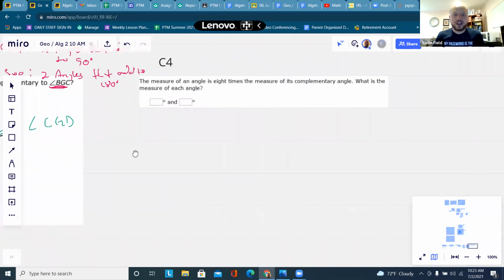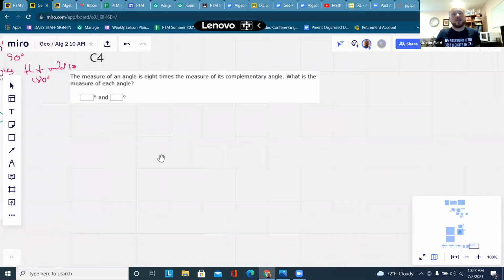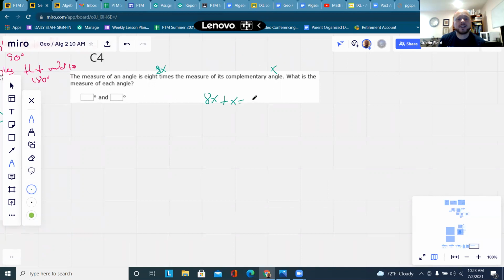Okay, last one. The measure of an angle is 8 times the measure of its complement. So 8x, its complement must be x. So 8x plus x equals 90 because complement means 90. So 9x equals 90, x equals 10. So one of the angles is 10, and then 8 times 10 is 80. So one of the angles is 80.